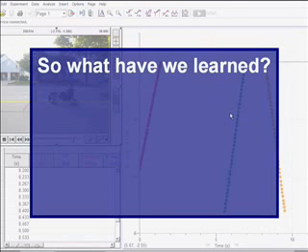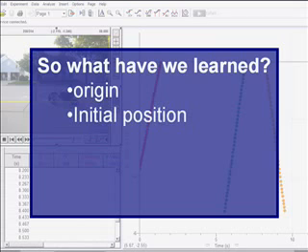So, let's review what we've learned so far. We've got an understanding of what the idea of an origin is. For position, it's 0, 0, and it's how we measure an object's position. It's the reference point. We've also talked about initial position. It's the starting point for any object, and that object doesn't have to start at 0, 0, or at the origin.